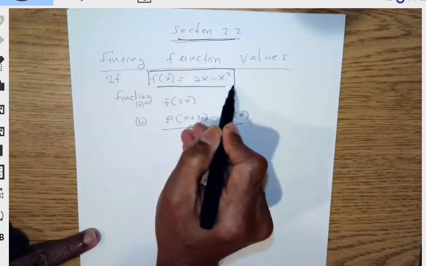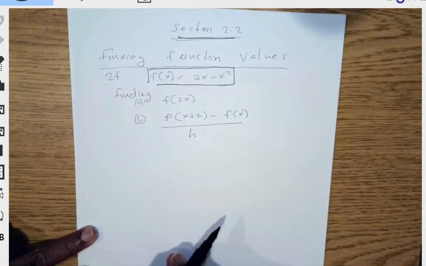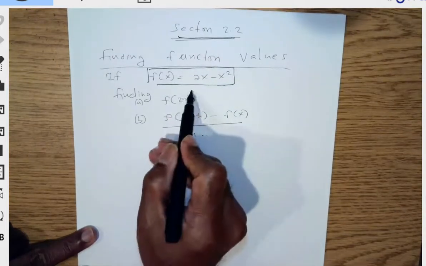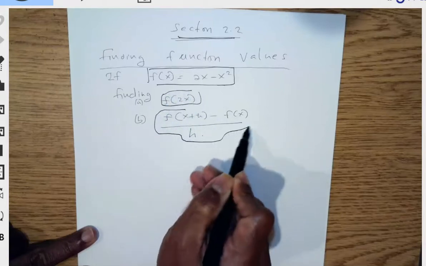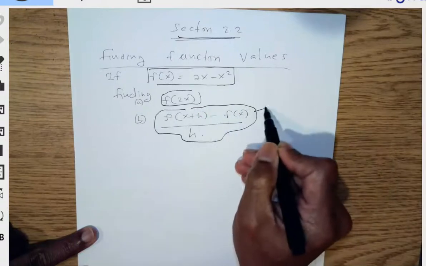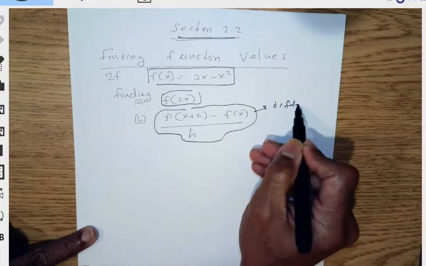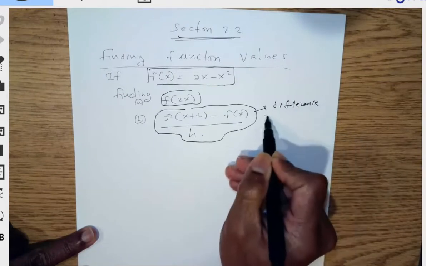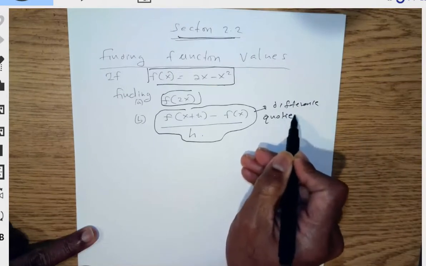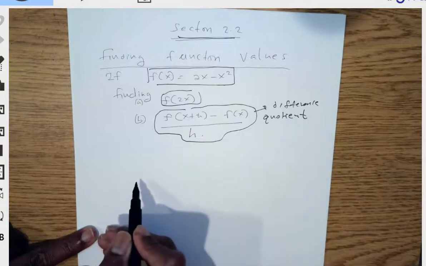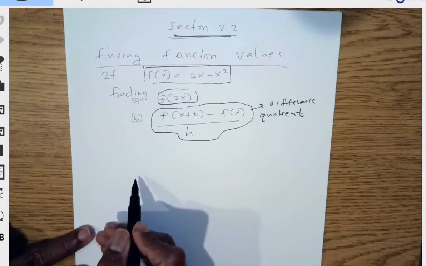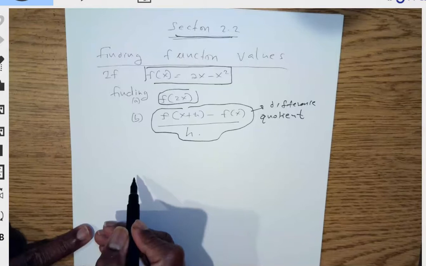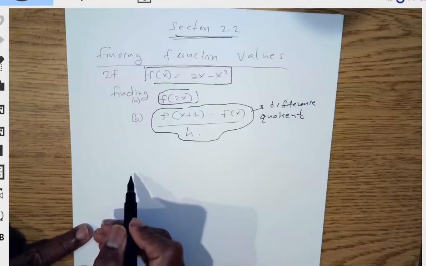This is a function given in the form of an equation, and you want to find (a) f of 2x, and then (b) f of x plus h minus f of x, over h. This is the famous difference quotient that often happens in calculus. It is often asked on exams, because if students are not good with algebra, they make mistakes in the calculus. It's important that you know how to do this. So let's start with the first one.